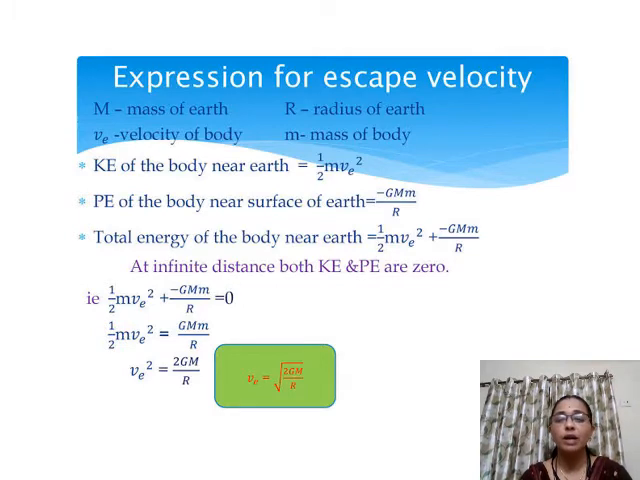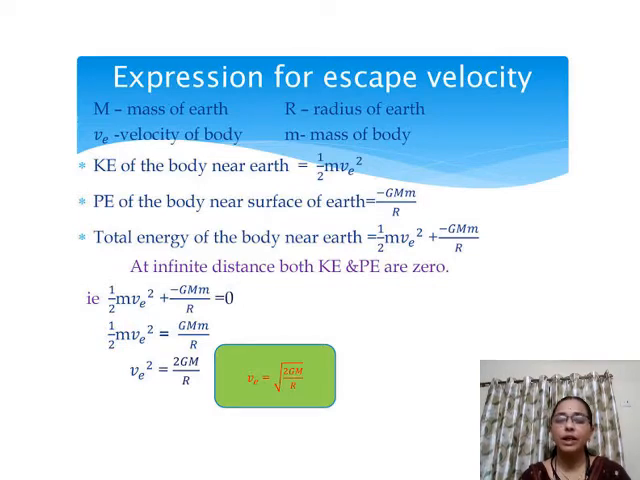We have taken capital R as the radius of the earth, Ve as the velocity of the body, and small m as the mass of the body. Kinetic energy of any object, we know, is half mv square. So the kinetic energy of any body near the earth, or your satellite, is half m Ve square. The potential energy of the body near the surface of the earth, as we know, is minus GMm upon R.